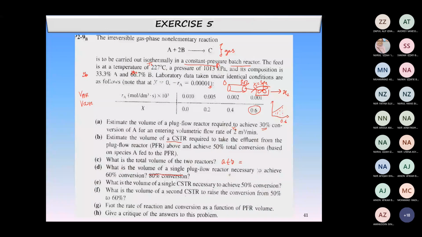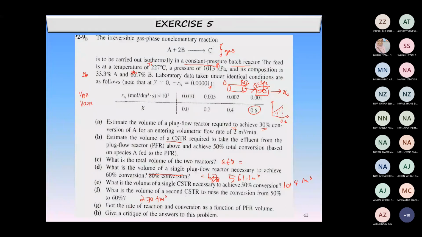Okay, so this one jawapannya dalam 561.1 meter cube. Okay. And this one dalam 1014.1 meter cube. Okay. And then we have this one dalam 270.4 meter cube. Okay, so this is the answer.